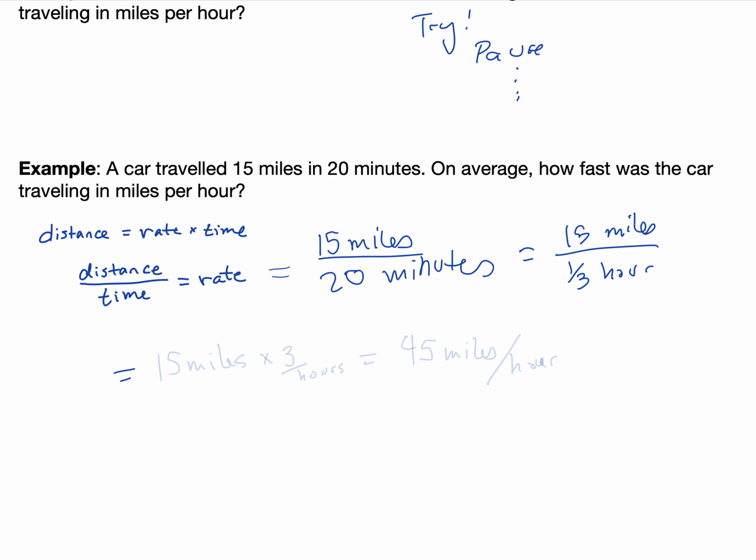Dividing by a fraction is the same as multiplying by the reciprocal, so this is 15 miles times 3 over hours. And 15 times 3 is 45 miles per hour. That would be my solution. On average, this car was traveling 45 miles per hour, and we just needed algebra for that. We didn't need any calculus.